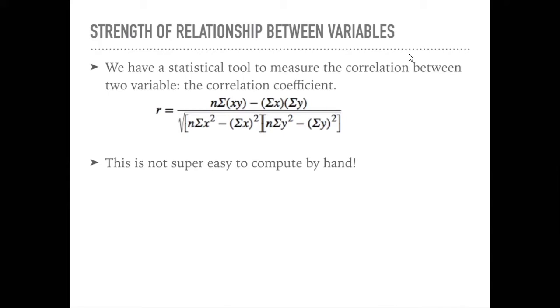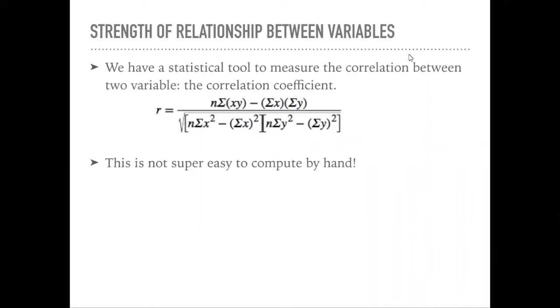But what you're doing is you're taking all your x's times the y's that they're paired with, and you're adding those up. And then you're adding up all of your x's, adding up all of your y's, multiplying those things together. In your denominator, you're doing x's squared and then adding them all up. Adding up all your x's, squaring them. Squaring all your y's and adding them all up. And then adding up all your y's and squaring them. So that's going to take a little bit of work.